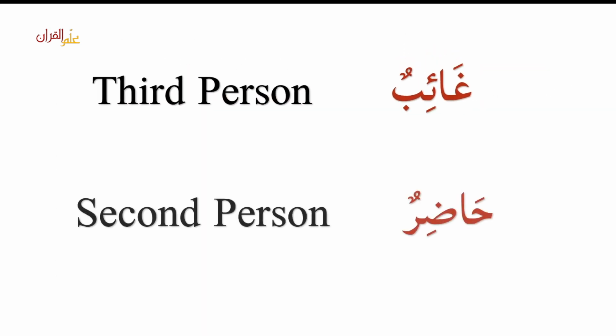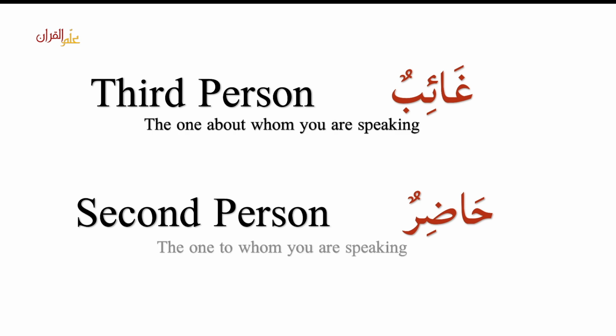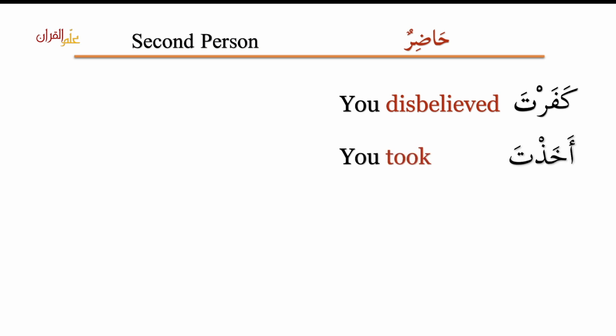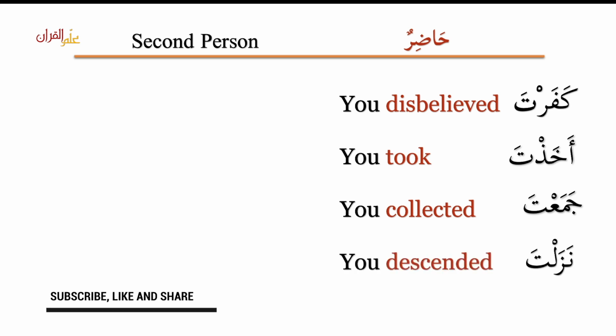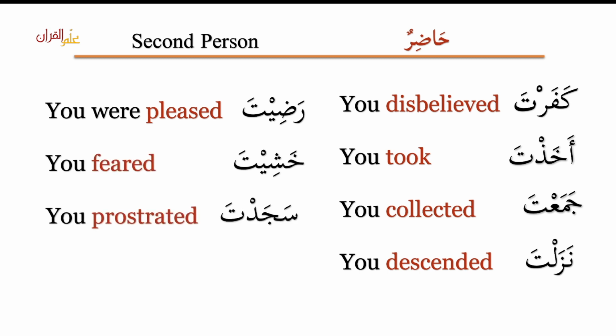Now let's change the third person غائب to second person حاضر. غائب is the one about whom you are speaking, and حاضر is the one to whom you are speaking. كفرت, you disbelieved. أخذت, you took. جمعت, you collected. نزلت, you descended. رضيت, you were pleased. خشيت, you feared. سجدت, you prostrated. كذبت, you lied.